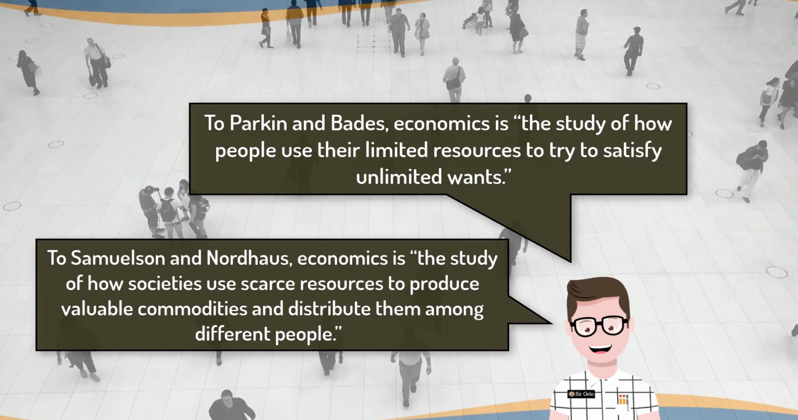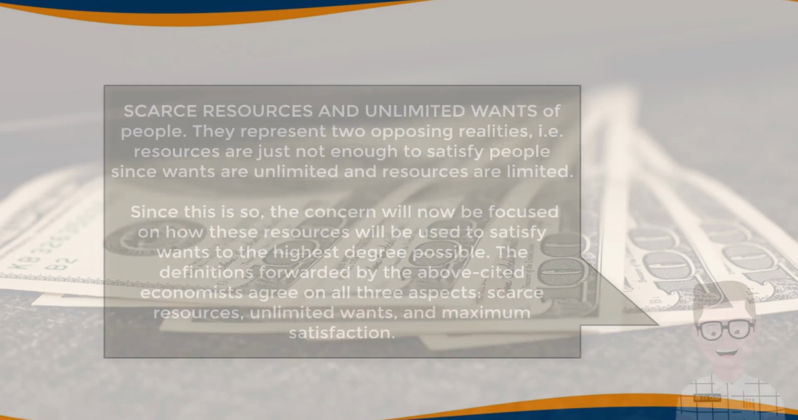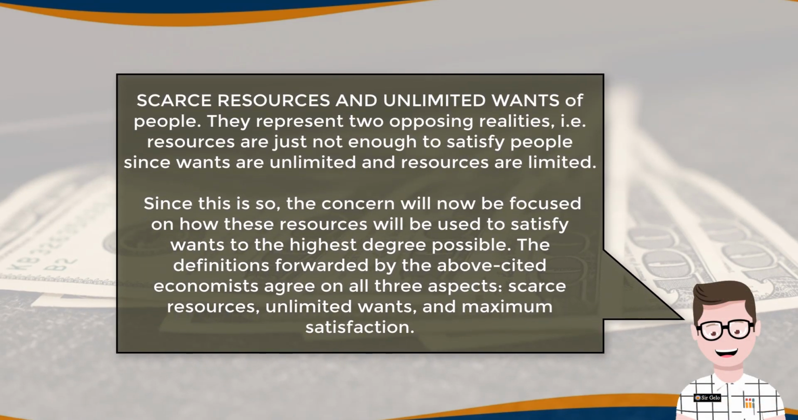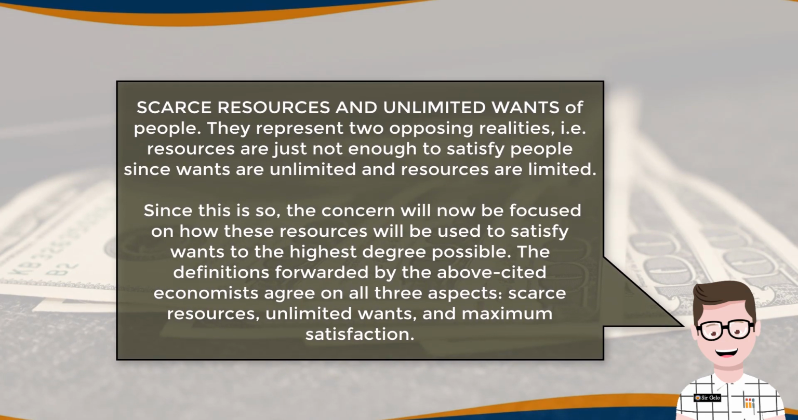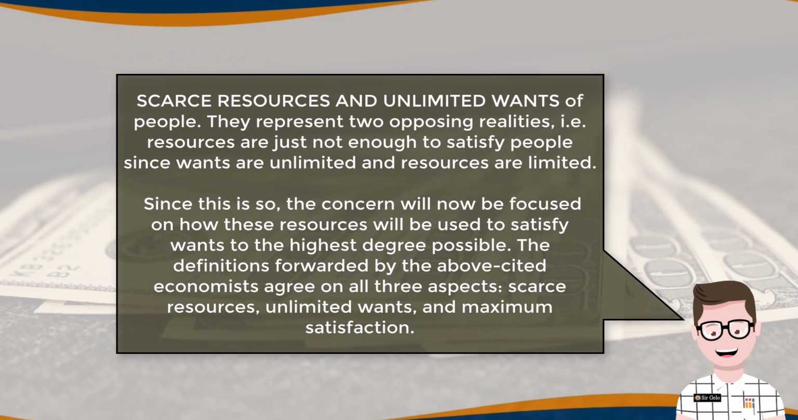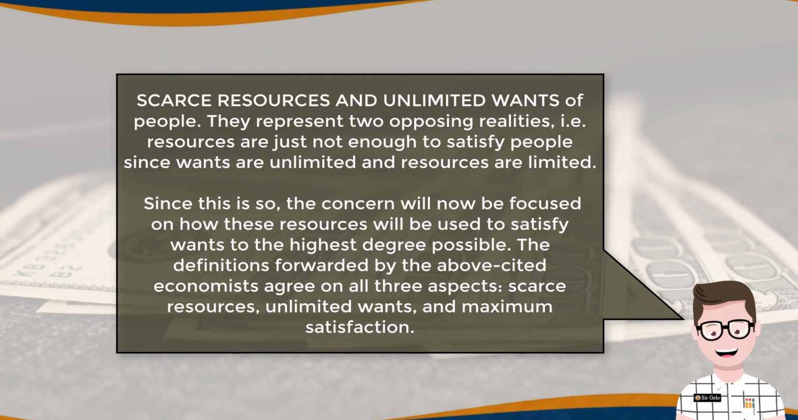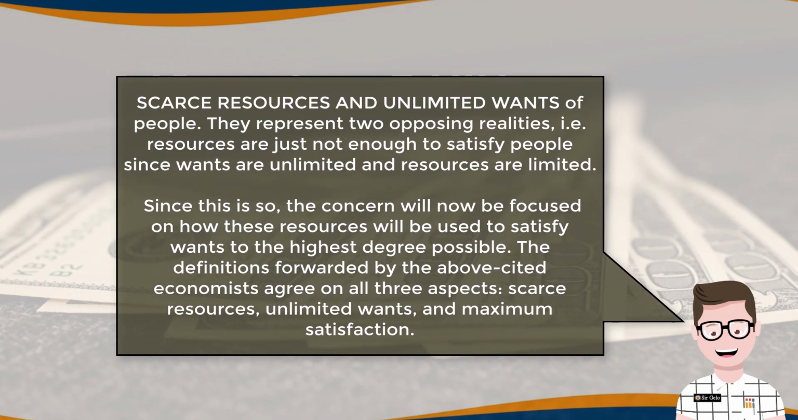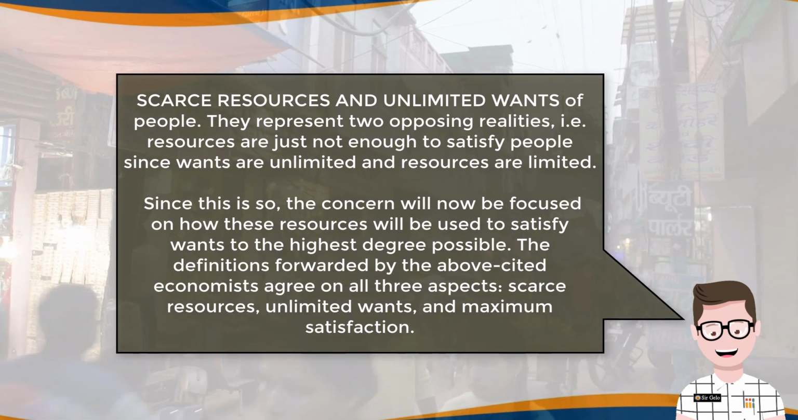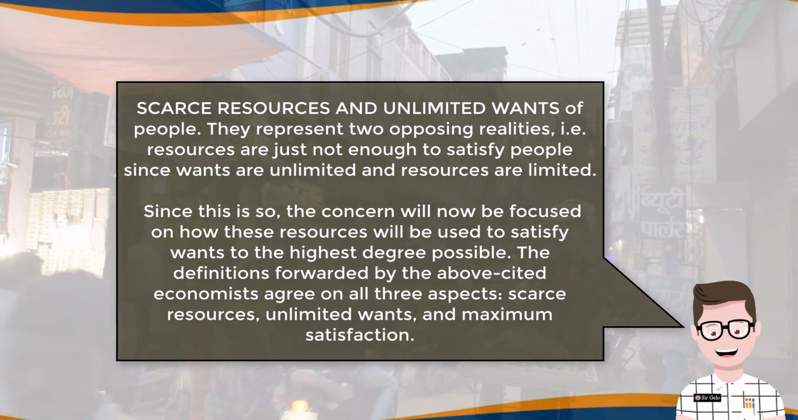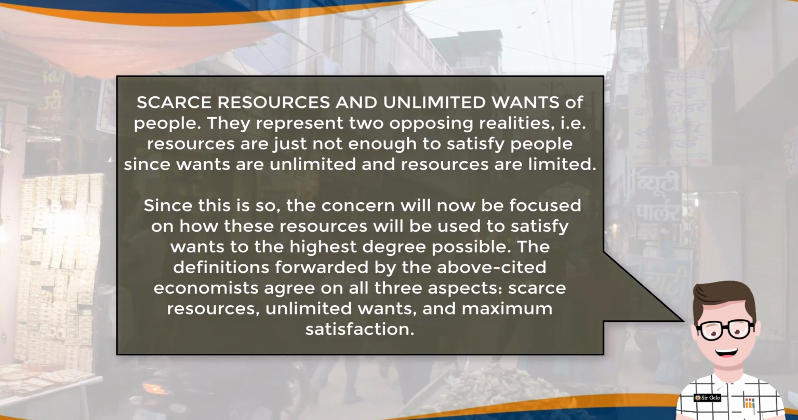What the definitions indicate. The definitions point out two important factors: scarce resources and unlimited wants of people. They represent two opposing realities, i.e., resources are just not enough to satisfy people since wants are unlimited and resources are limited. Since this is so, the concern will now be focused on how these resources will be used to satisfy wants to the highest degree possible. The definitions by the economists agree on all three aspects: scarce resources, unlimited wants, and maximum satisfaction.